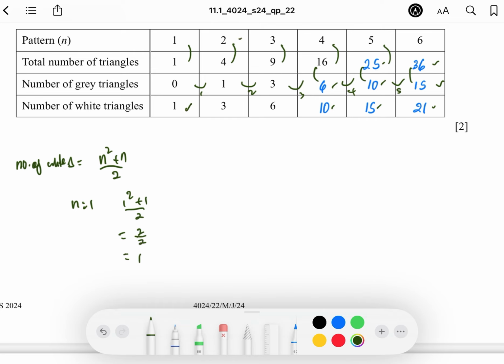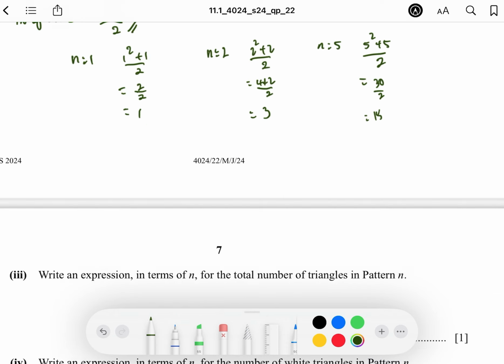Correct. Let's check when n equals 2. When n equals 2, that means 2 squared plus 2 over 2. So that is 4 plus 2 over 2. 6 divided by 2 equals 3. Correct. Let's check with 5. When n equals 5, just to confirm, 5 squared plus 5 over 2. That means 5 squared is 25 plus 5, 30. 30 divided by 2 is 15. So it's confirmed. So definitely this is correct.